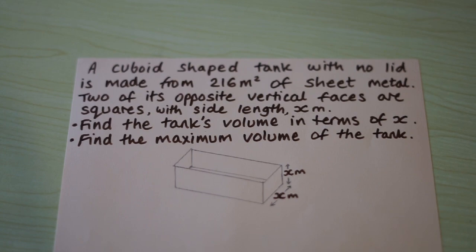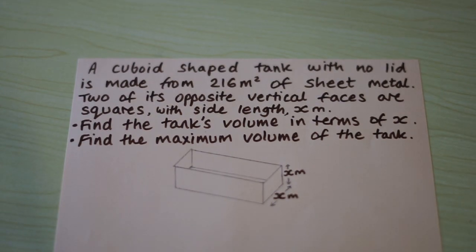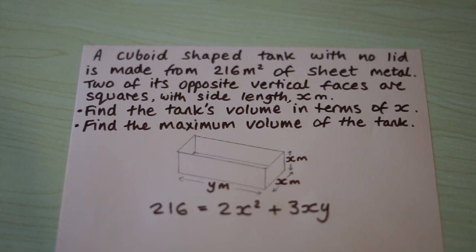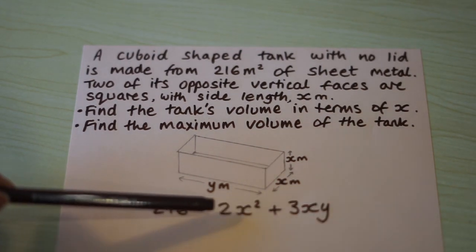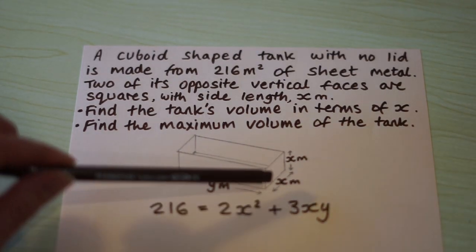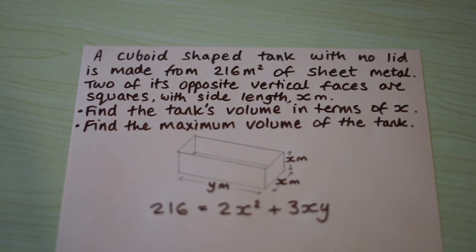In this video we're going to find answers for this question. To move forward with this problem, we first need to let the length of the tank be y meters. It is then easy to write an equation for the surface area. We have 2 times the square sides, and we've got 3 rectangles x by y.